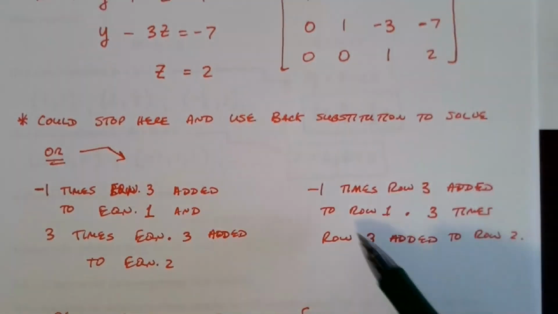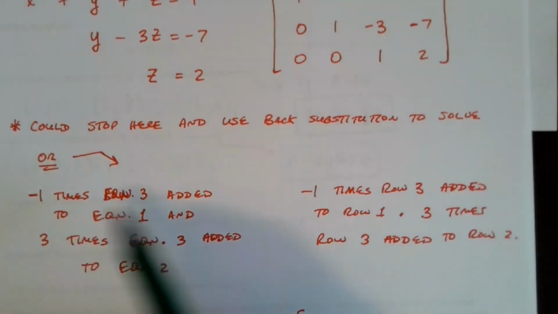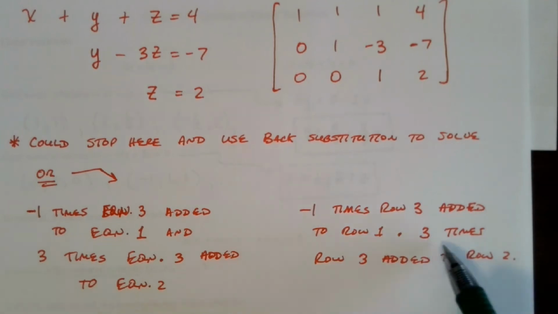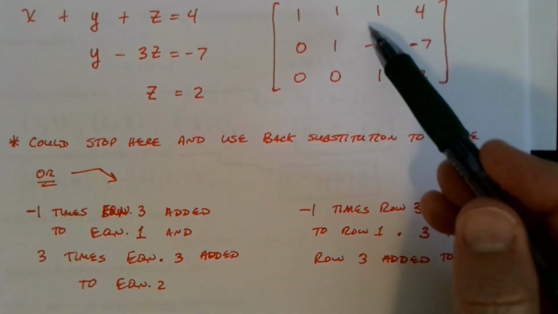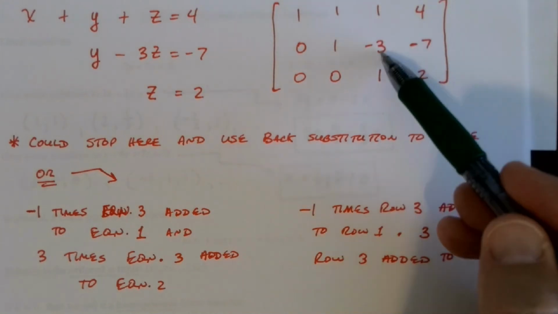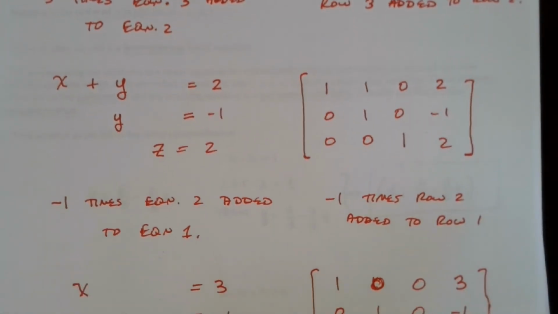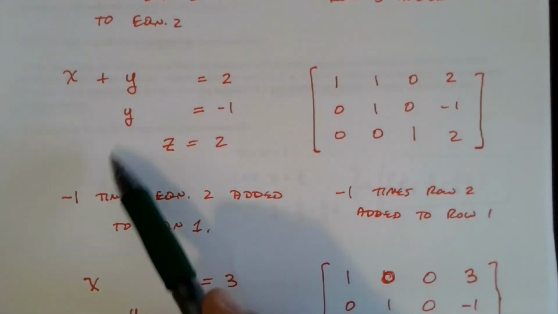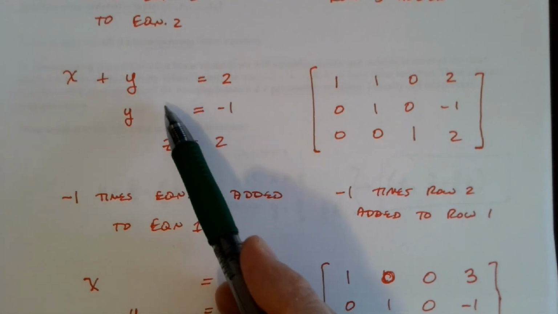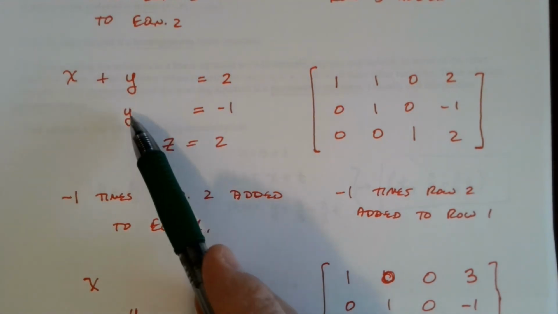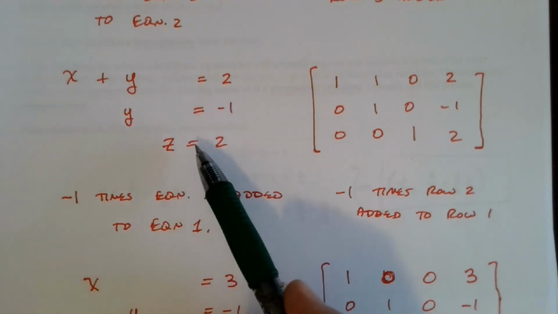So if I do that, the corresponding row operations are -1 times row 3 added to row 1, and 3 times row 3 added to row 2. That's going to make this become 0 and that become 0. And here's what it looks like after that. And so now notice I've got rid of the z variables in all but the last equation. And now I also know that y is equal to -1. z is 2, y is -1.